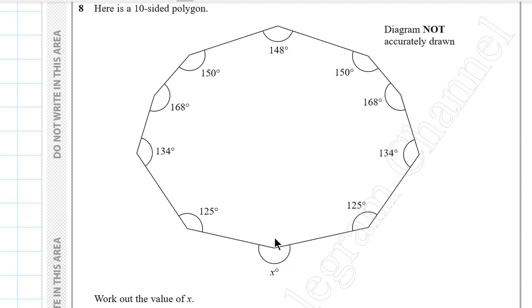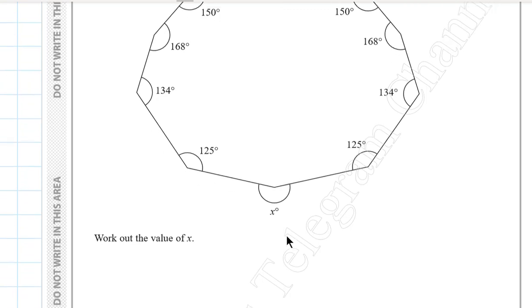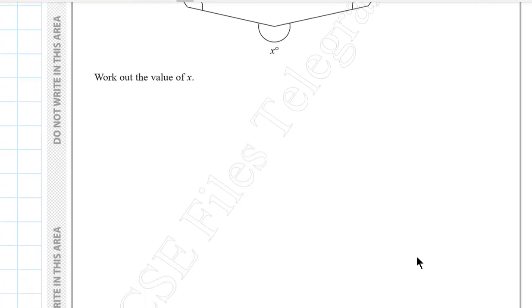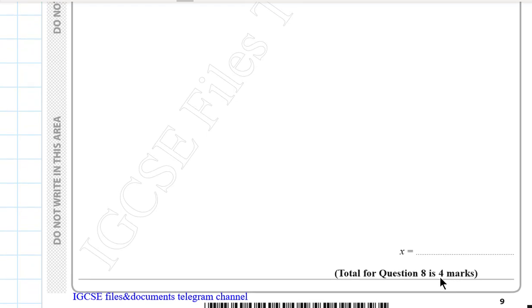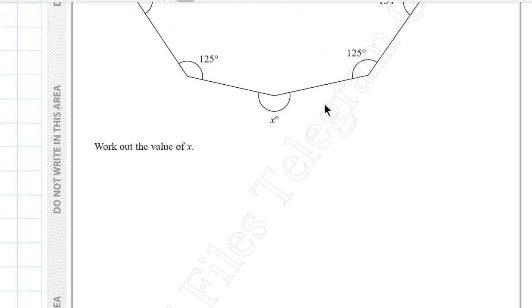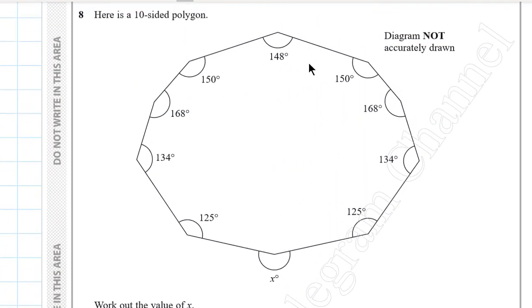Very easy question, but if you look at the number of marks assigned for this question, 4 marks, I think it's not as easy as you think. And also maybe this side is larger than this side. Okay, let's solve it now. We have two methods, either using the interior angles or using the exterior angles. I will use the interior one.